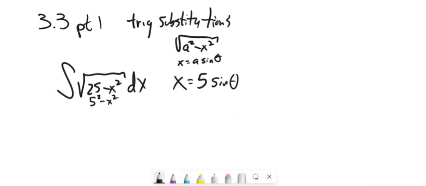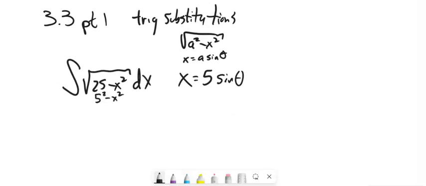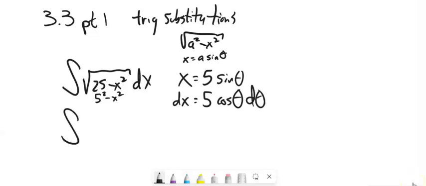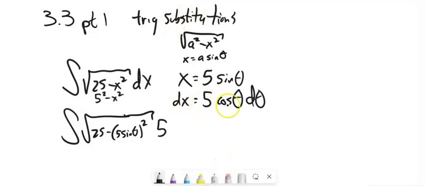So what's going on here? Actually, let me finish this part first. The derivative of that would be dx equals 5 times cosine theta d theta. And now when I substitute that in, I'm going to have 25 minus x squared, so that would be 25 minus (5 sine theta) squared, and dx is 5 times cosine theta d theta. So there's just the substitution.